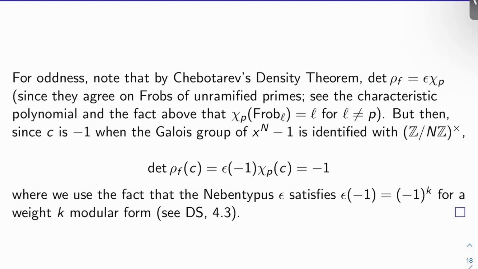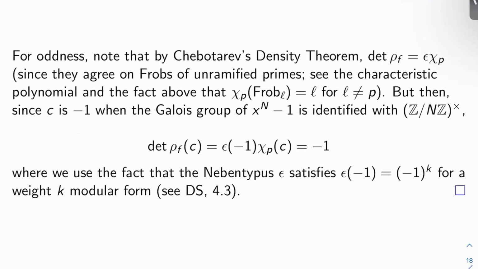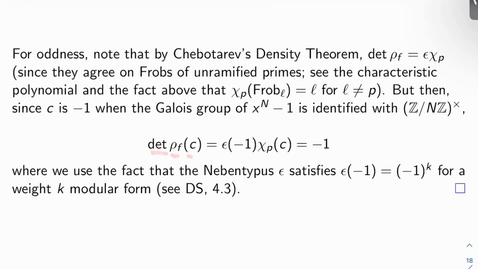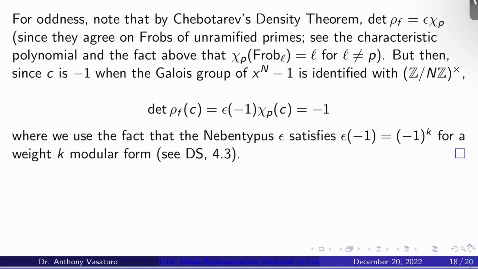Okay, but then, look, you can identify the Galois group of x^n minus 1 with (Z/nZ)^cross, of course, right? So what is complex conjugation c when you make that identification? It's just -1, right? Okay, well then what is det of rho_F of c? It's epsilon of -1 times chi_p of c, excuse me. But epsilon of -1 is 1 for reasons I'll get to in just a second. And then I already know chi_p of c is -1 because I already know that chi_p is an odd Galois representation, right? So it suffices for me to explain to you why epsilon of -1 is 1 in this case.